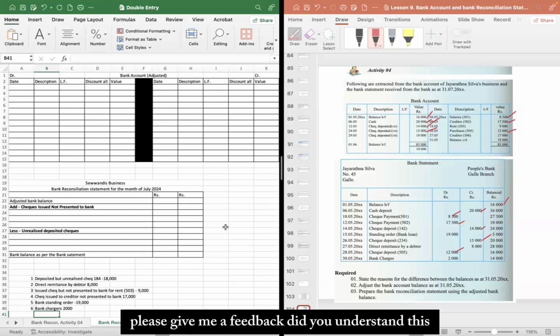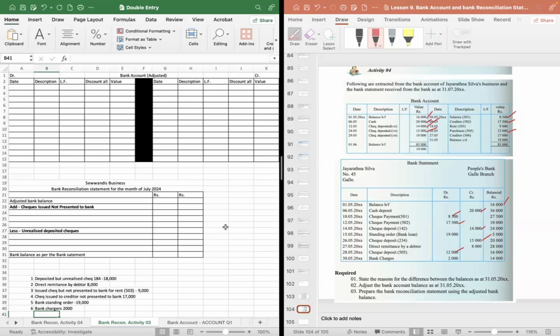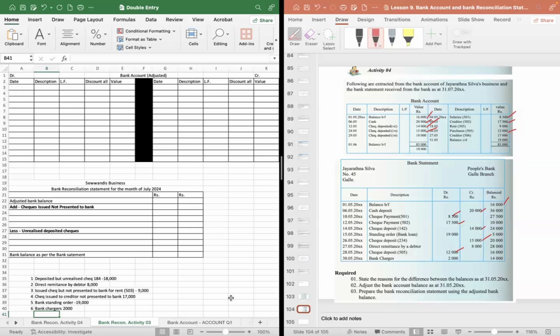Students, please give me a feedback. Did you understand these reasons for the differences? Rikesh and Sasmika, is it okay? Okay, sir. Okay.